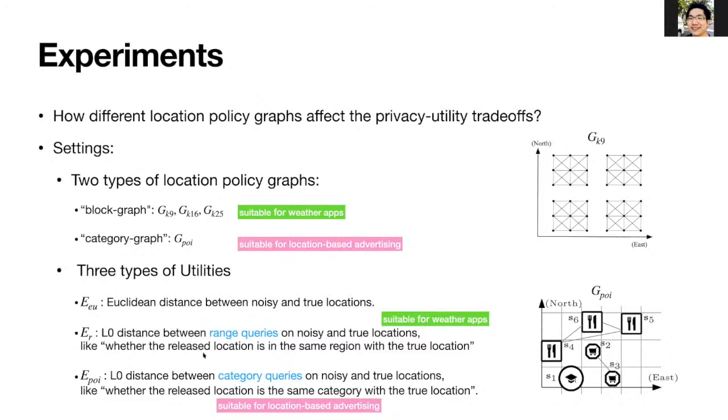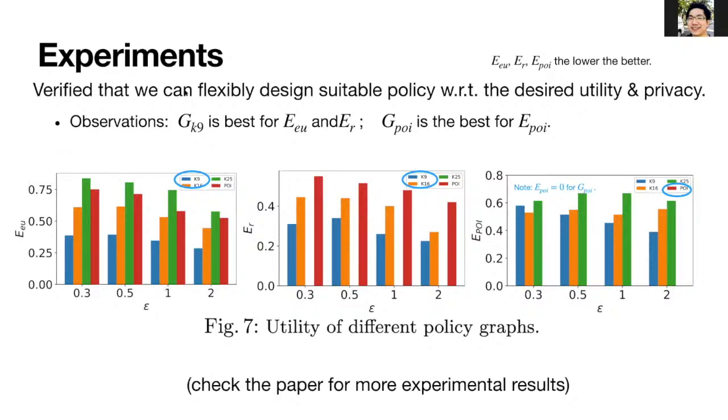For example, the utility is something like this: whether the released location is in the same region as the true location. And next is EPOI, the L0 distance between the category queries on noisy and true locations. Something like whether the released location is in the same category as the true location. And it is suitable for location-based advertising. So here are some results. Basically, we verified that we can flexibly design suitable privacy policies with respect to the desired utility and privacy.